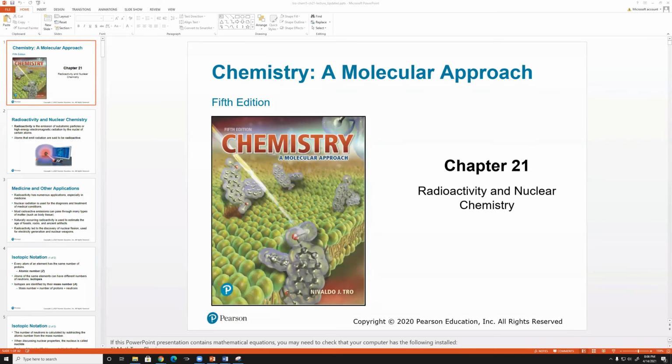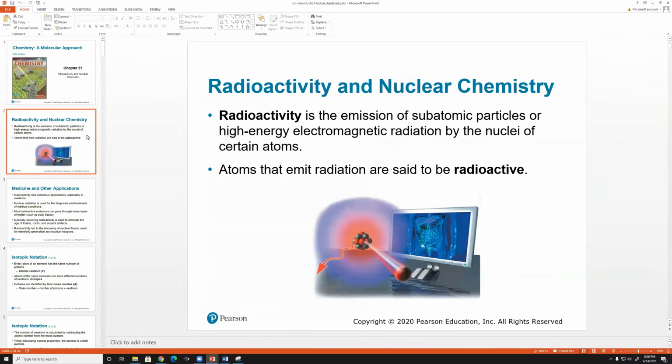Let's focus on some radioactivity for chapter 21 and nuclear chemistry. First thing we want to establish is, what is radioactivity? By definition, it is the emission of subatomic particles or high energy electromagnetic radiation, in other words, gamma rays, by the nuclei of radioactive elements. And not every element is radioactive. Only the heavier ones are; all of their isotopes are radioactive. But some lighter elements do have radioactive isotopes.